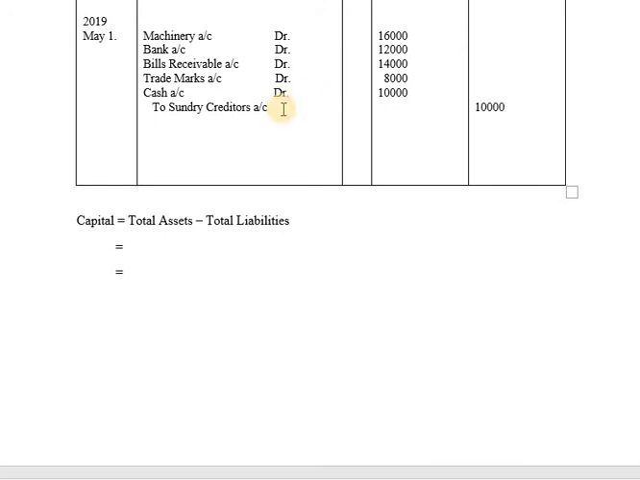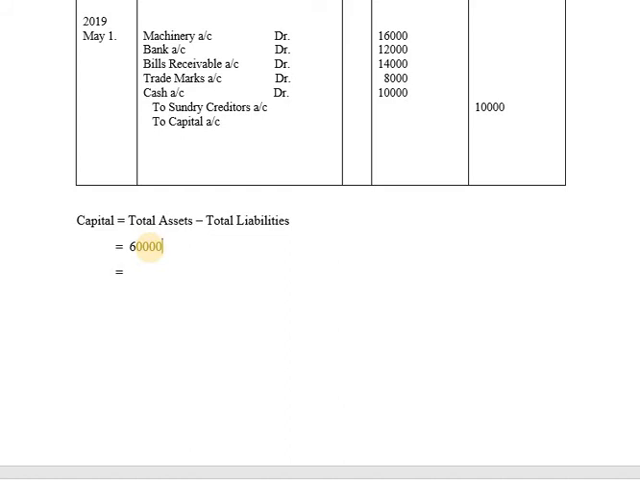Now we will find capital. How do we find capital? Applying the formula, capital is equal to total assets minus total liabilities. Total assets will be obtained by adding all the amounts recorded on debit side. So 10 plus 10, 20; 20 plus 10, 30; 30 plus 10, 40; 40 plus 6, 46; 46 plus 4, 50; 50 plus 8, 58; 58 plus 2, 60. So the total on debit side is 60,000.